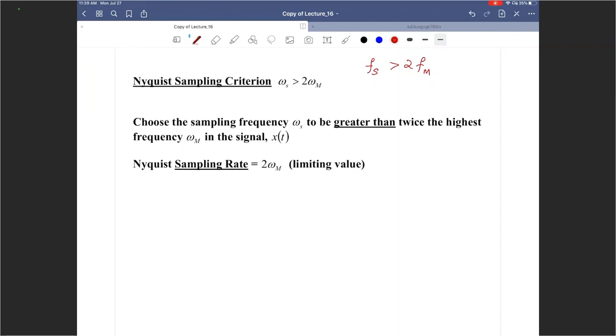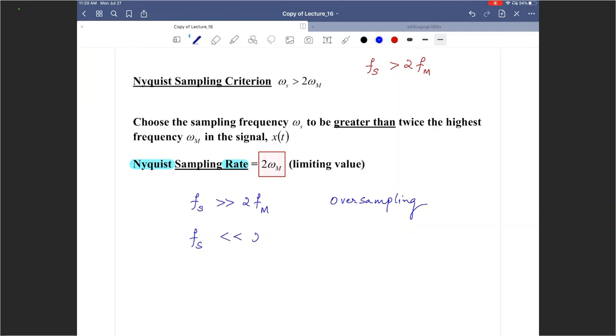Choose the sampling frequency to be greater than twice the highest frequency omega sub m in the signal. The limiting value is 2 omega m. So that's called the Nyquist rate, or Nyquist sampling rate, 2 omega m. If your rate is faster, so if you are doing fs much greater than 2 fm, then that is oversampling. What is the problem there? The problem there is, why do I need to store and process these extra samples, which may not be necessary to reconstruct? I'm selecting more than I need.